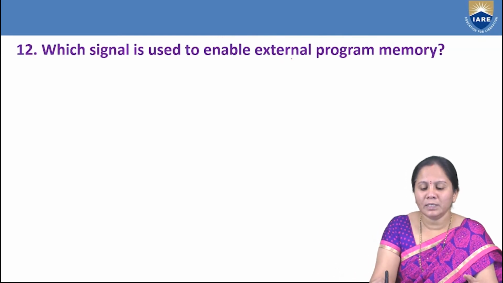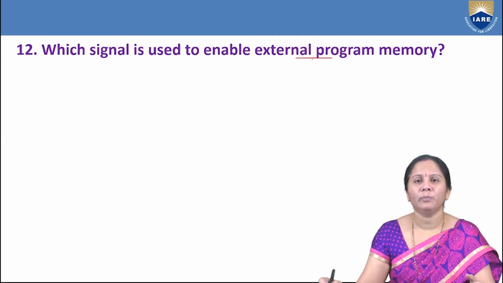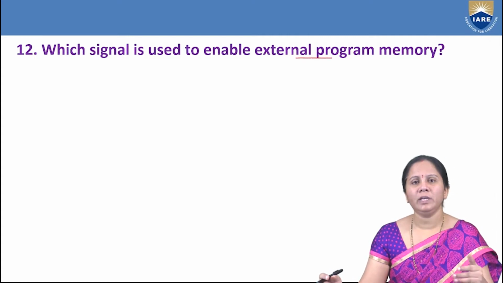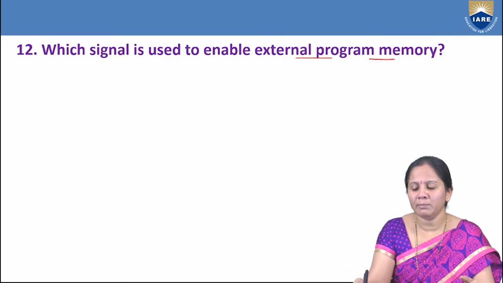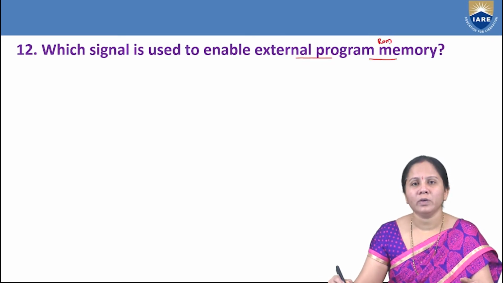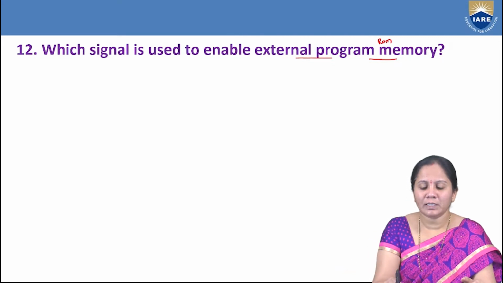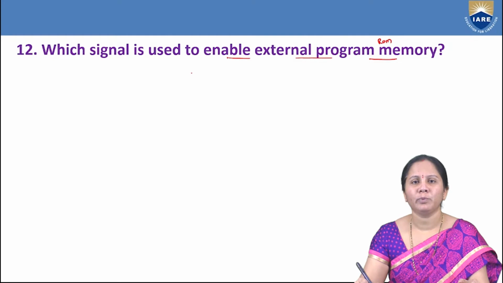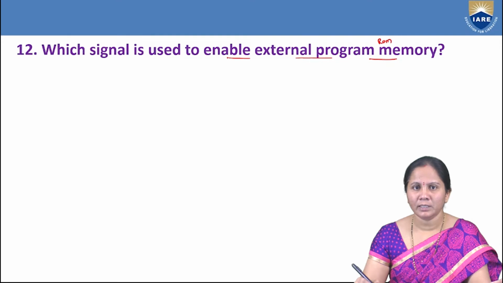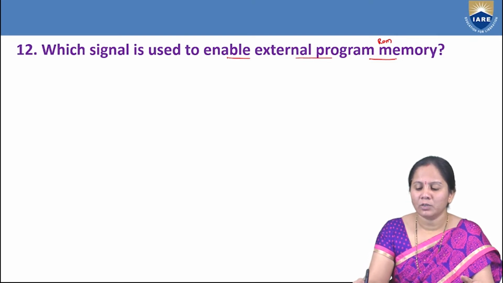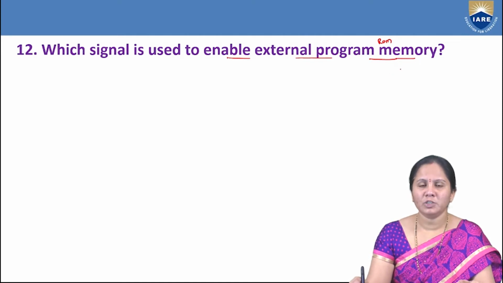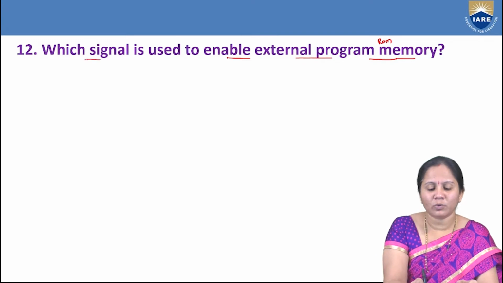Now, which signal is used to enable external program memory? If the internal ROM, here program memory means ROM, okay, read only memory. Which signal is used to enable external program memory? Already ROM will be present inside the 8051 microcontroller. If that amount of ROM is not enough, we can connect ROM externally also. But in order to connect external ROM for the 8051 microcontroller, which signal should be used?